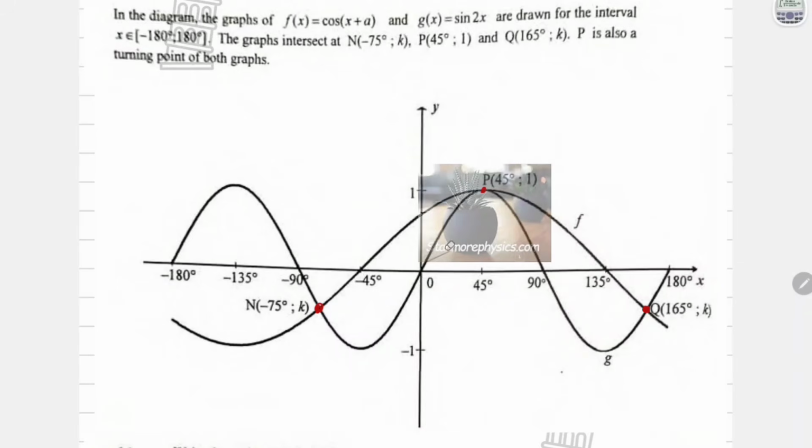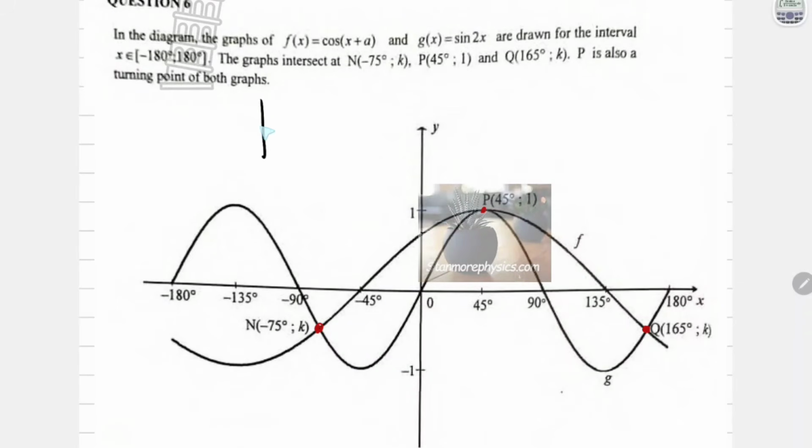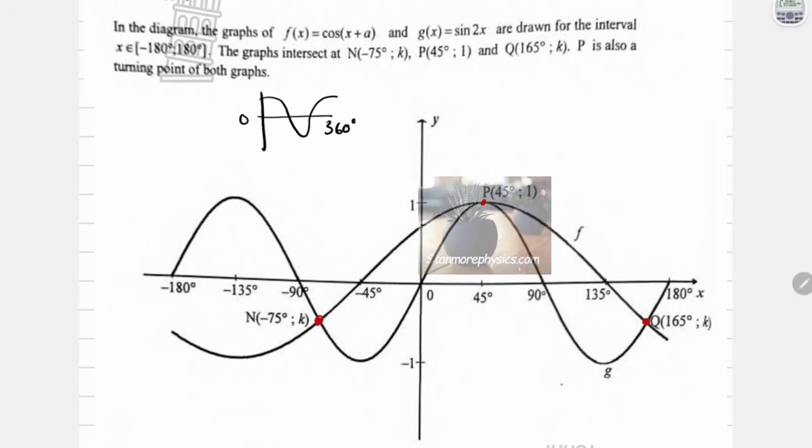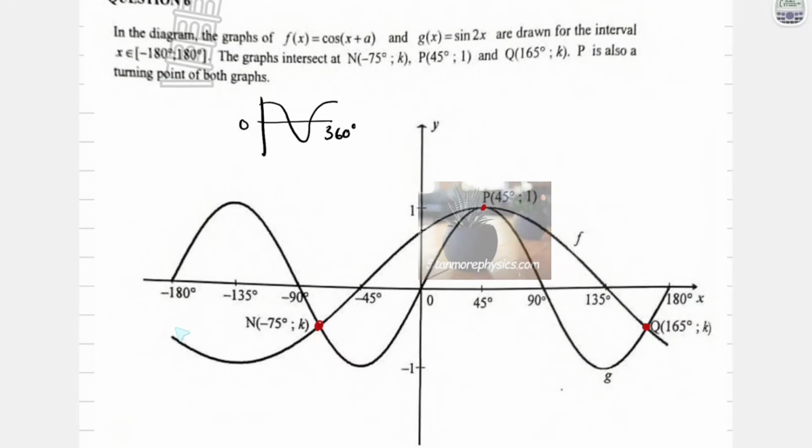So if you look at the intervals that we have, 0, we have 180 degrees. The cos graph, if you're going from 0 degrees to 360 degrees, it should look like this. So because of that, you should know that the one that is wider, more spread out, is going to be your cos graph, because that one, the period has not been tampered with. This one, the period has, because it's sine 2x, so it would be more narrow. So you can see that that's the sine graph and that's the cos graph.